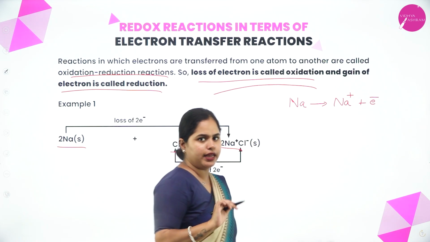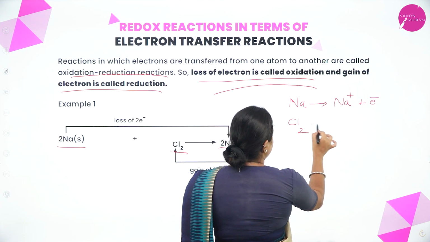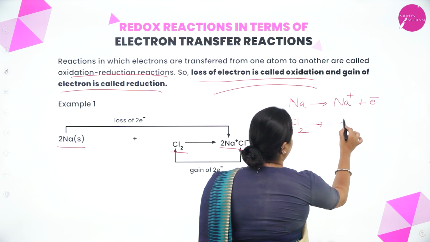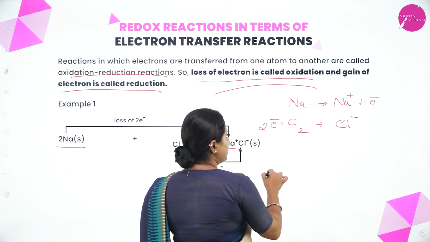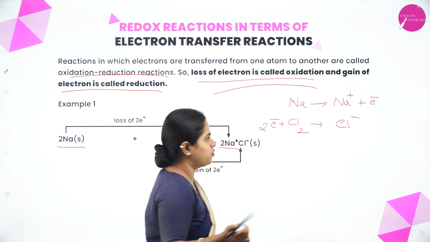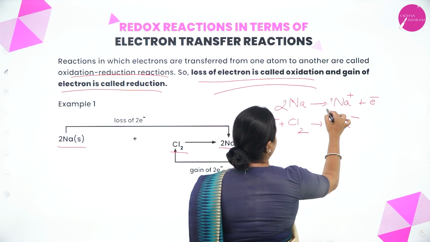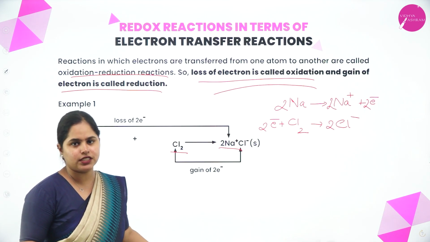It has lost 1 electron. And what else we are having? Chlorine here, Cl2. It accepts this electron and forms Cl minus. So how many electrons are required? 2 electrons, right? 2 electrons are required for 2 atoms of chlorine and it forms 2 Cl minus, right? So to balance it, we are going to put 2 here also. So this is the equation, or this is the reaction which is taking place.